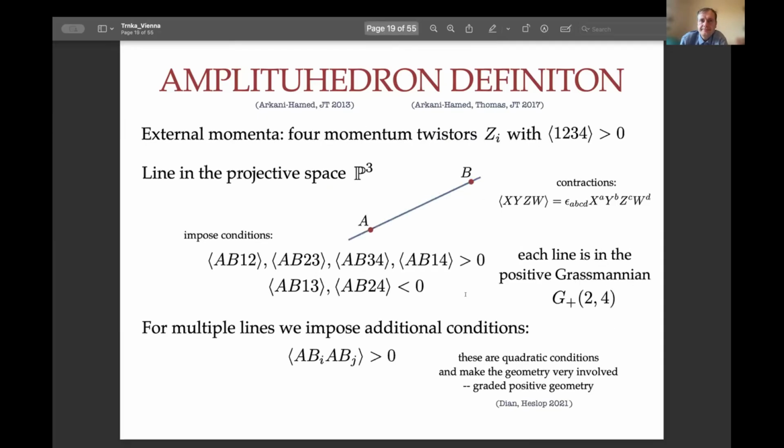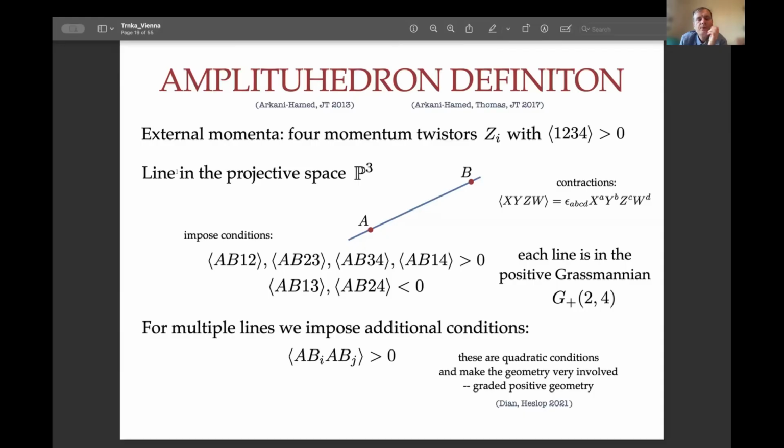Amplituhedron space. And because this is a much simpler space than the general Amplituhedron, because we already did all these restrictions, the external momenta are given only by four momentum twistors Zi, and the inequality tells us that the 4x4 determinants of these Z's, which are points in projective space P3, they are 4-component projective vectors, the 4x4 determinant must be positive.